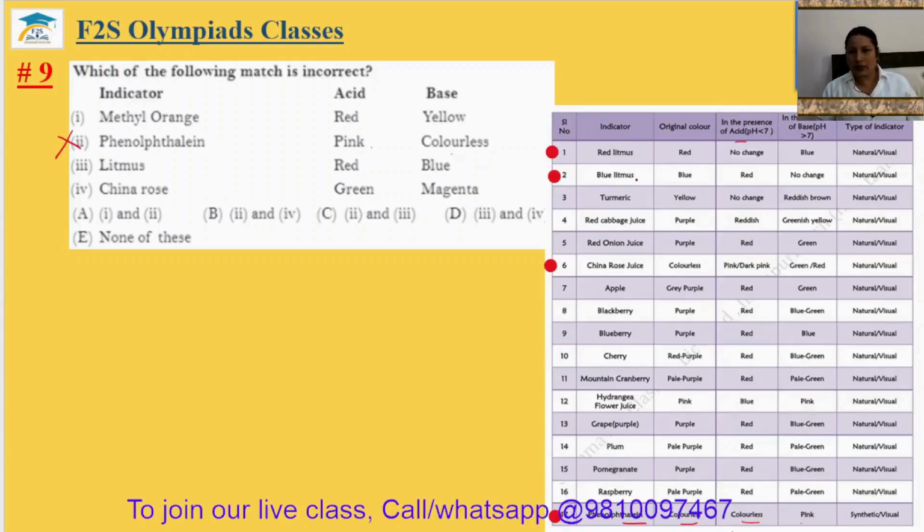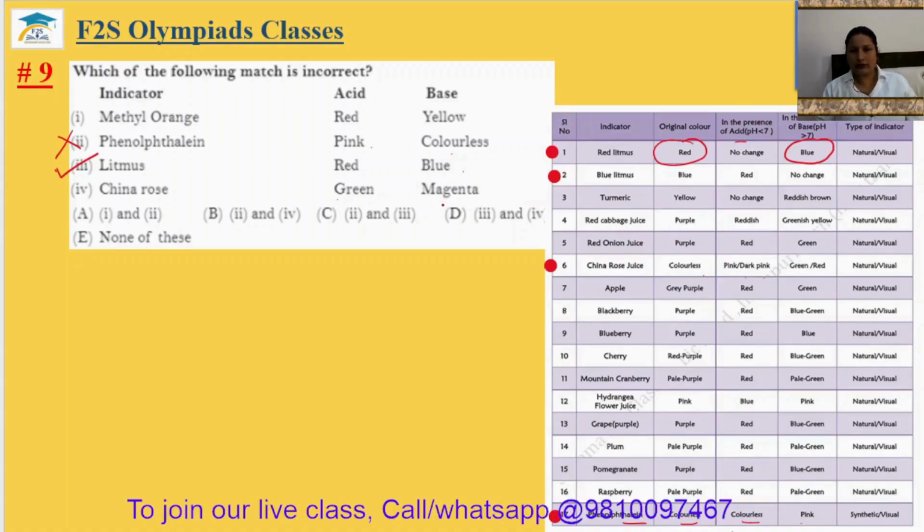Litmus, check the litmus. So the red litmus will become blue with the base. Red, and it will be blue. Correct? It is correct. Okay. China rose, you can see here China rose is colorless, original color, and pink and dark pink with the acid.